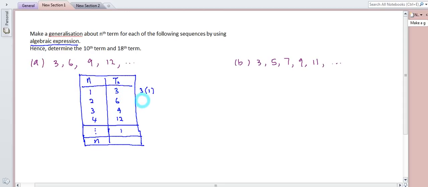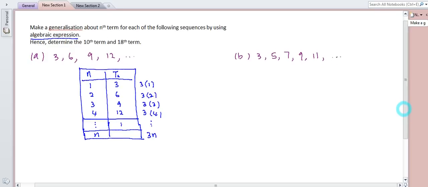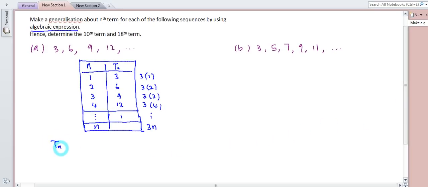So how about 6? 3 times 2, right? So this is 3 times 3. This is 3 times 4. So from here, notice that when n is equal to 1, first term, here is 1. When n is equal to 2, second term, here's 2. When n is equal to 3, here's 3. So from here, we can make a conclusion that when n is equal to n, definitely it will be 3n, right? So from here, we can make the generalizations. Tn is equal to 3n, where n is equal to 1, 2, 3, and so on.